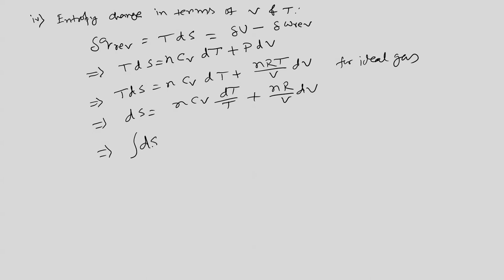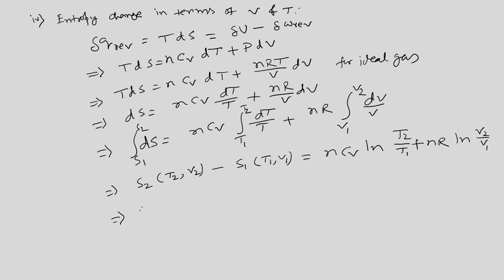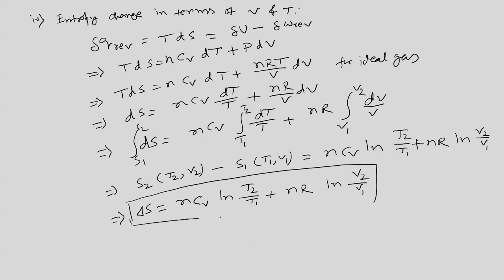And if we do the integration, we get n Cv dT by T, temperature goes from T1 to T2, plus nR dV by V, volume goes from V1 to V2. And here entropy goes from S1 to S2. So, S2 at T2 V2 minus S1 at T1 V1 is n Cv ln T2 by T1 plus nR ln V2 by V1. So, we get delta S is n Cv ln T2 by T1 plus nR ln V2 by V1. So, this is the entropy change in terms of volume change and temperature change.